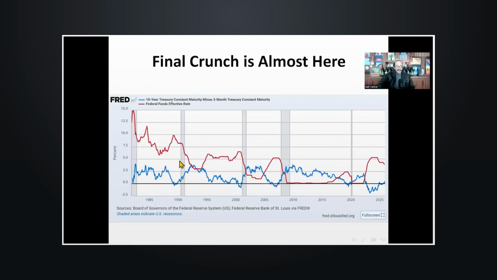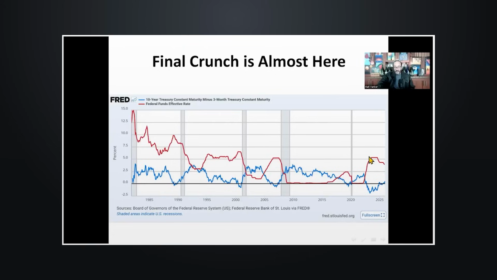So every time they cut rates, the spread heads higher. It happens again and again and again. Raising rates, the spread goes down. Cutting rates over here in 2000, the spread goes up. Hiking rates, the spread goes down. Cutting rates, 2008, the spread goes up. So what do you think is going to happen this time?